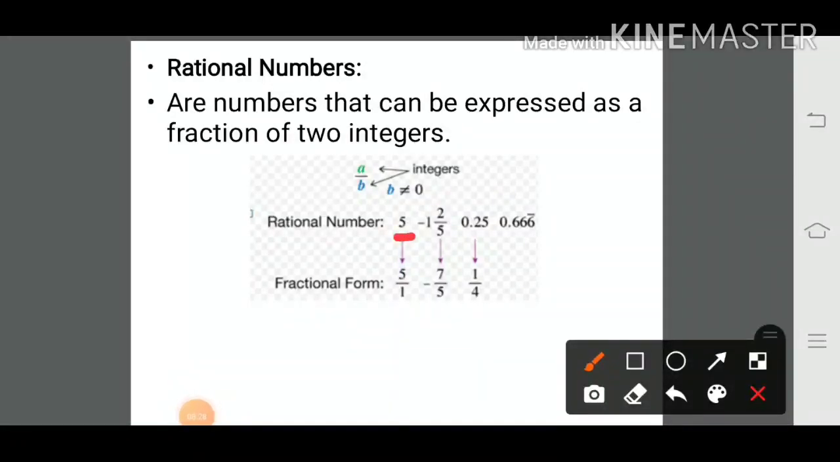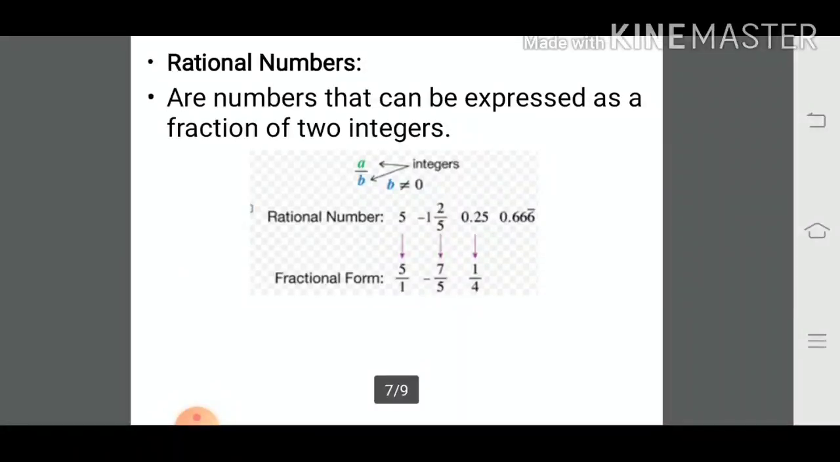5 can be written as 5 upon 1, because whenever we write a whole number like 5, it itself indicates that the denominator value is 1, so 5 upon 1 is 5. So many times we can't write in the form of numerator and denominator when there are whole numbers, positive integers.